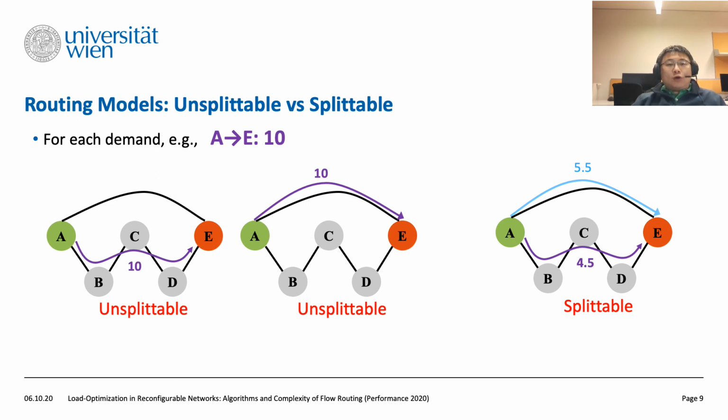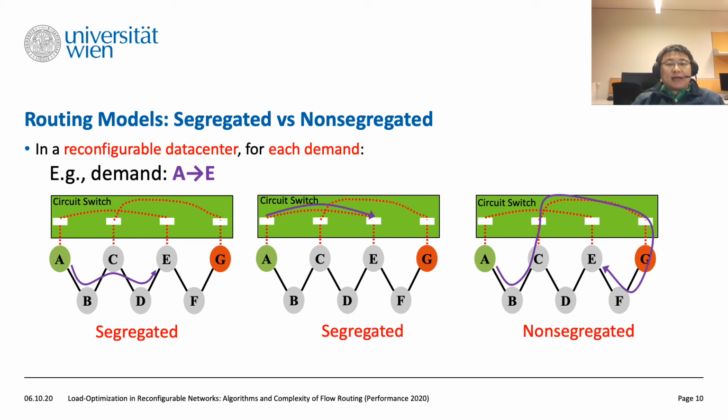For each demand, here for example A to E, the unsplittable routing model requires that there's only one path from source to destination, but a splittable routing model allows multiple paths from source to destination. And in reconfigurable data centers, we have two more routing models, segregated and non-segregated. For each demand, here for example A to E, segregated can only send the flows on paths consisting of either static links or reconfigurable links. But the non-segregated model allows flow transfer on paths consisting of both static and reconfigurable links.